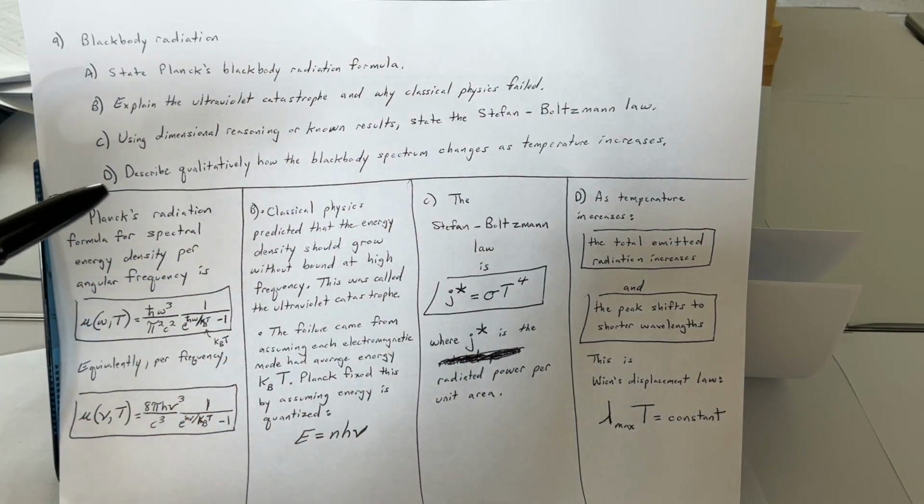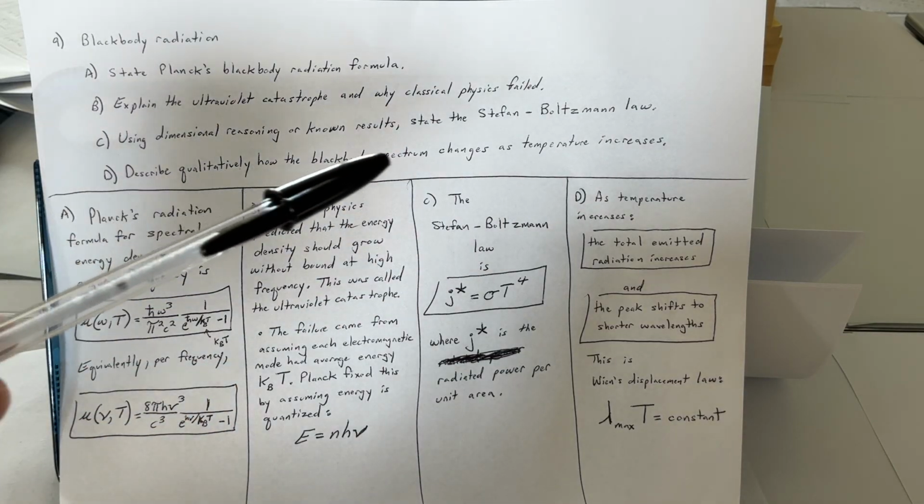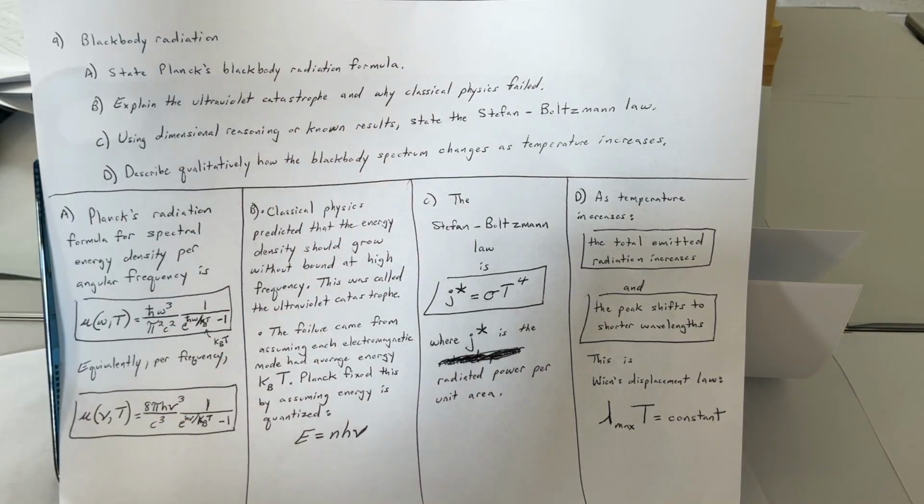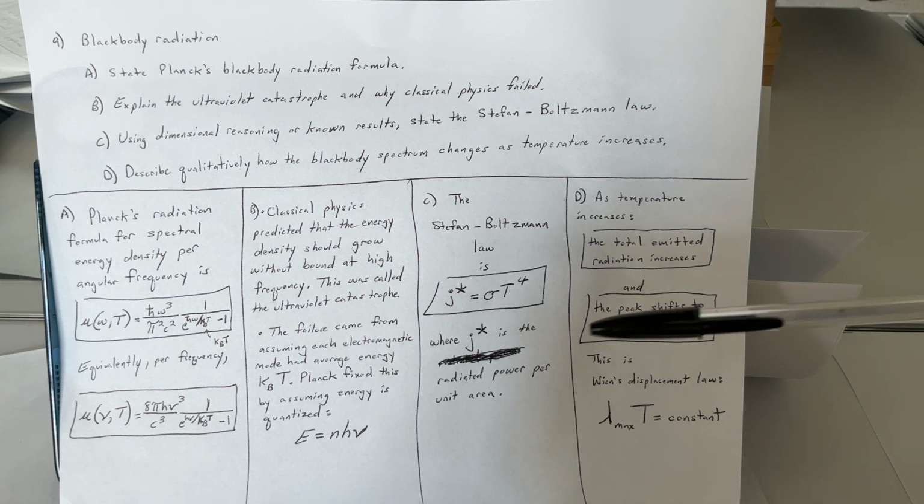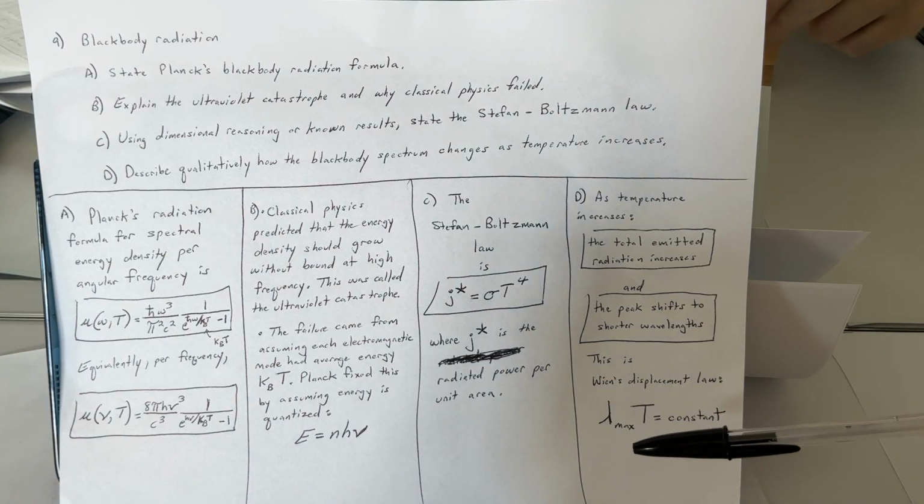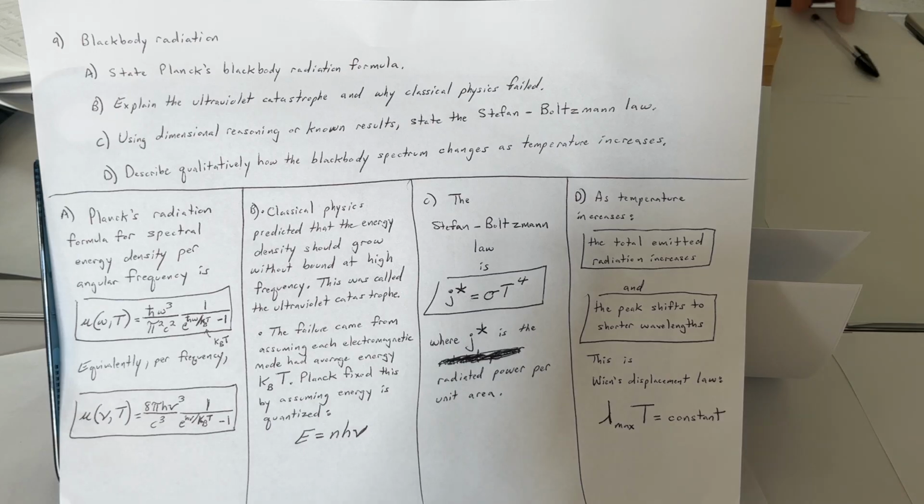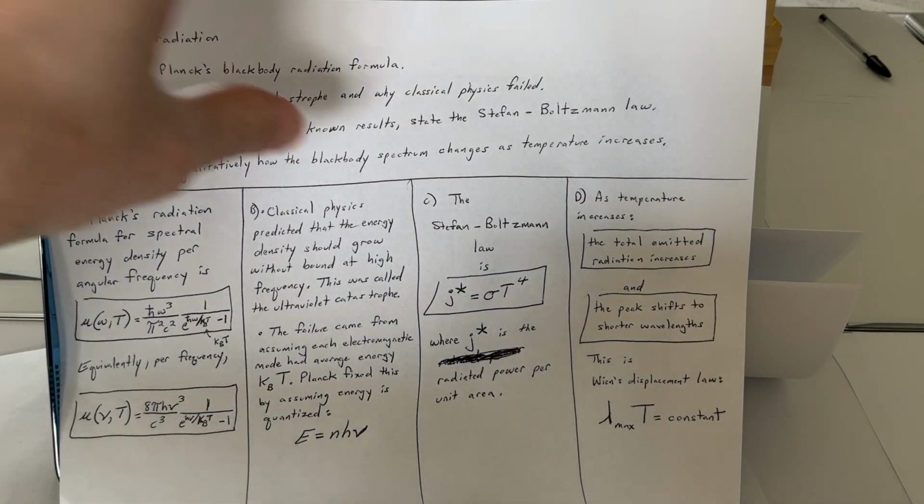And for part D, describe qualitatively how the black body spectrum changes as temperature increases. As temperature increases, total emitted radiation increases, and the peak shifts to shorter wavelengths. And this is Wien's displacement law, that lambda max times T equals a constant. So that takes care of number 9.